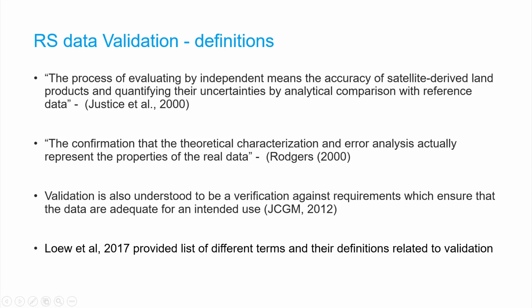Therefore, in order to improve the application of satellite-derived products, it's crucial to investigate the accuracy of satellite products. This process of investigating the accuracy or error determination process is referred to as validation. The term validation has been defined in several ways in literature. For example, Justice and co-authors defined validation as the process of evaluating by independent means the accuracy of the satellite-derived land products and quantifying their uncertainties by analytical comparison with reference data.